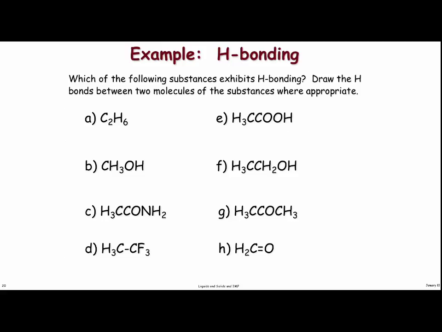So let's take a look at the following example and determine whether or not these chemicals have the presence of hydrogen bonding. Remember to look for hydrogen bonded to an electronegative element. First one is ethane. There's hydrogen here, but there is no electronegative element. This has no hydrogen bonding.